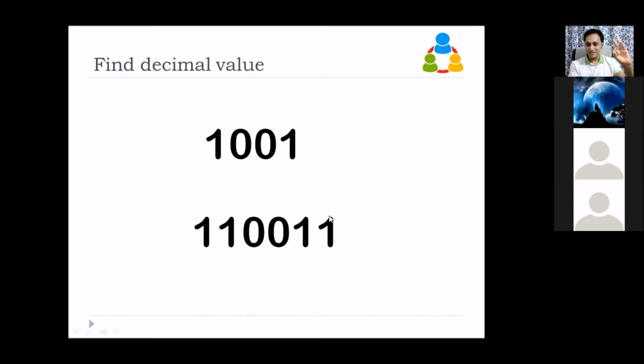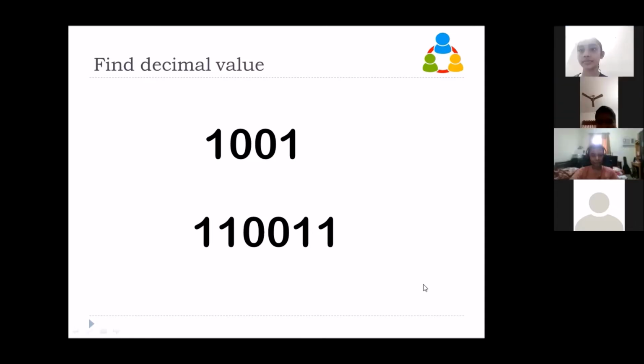Always the best method is write on top of this the position. This is a common thing which you will get across. So write on top of this the positions 1, 2, 4, 8, 16, 32. Don't do it in mind. You will make errors. Everyone get this? Yes, sir.